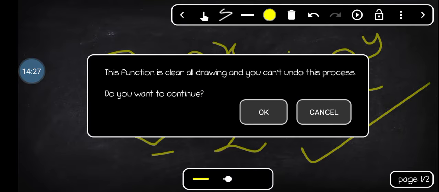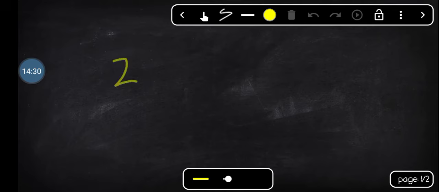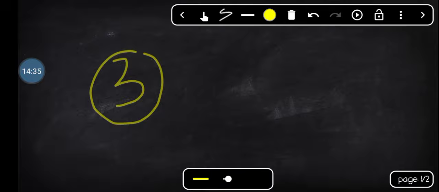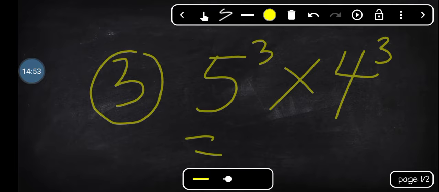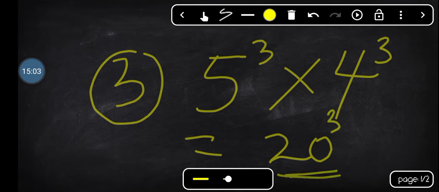So let's solve another question. This is number 3. Let's say we have 5 raised to power 3 multiplied by 4 raised to power 3. What do you think will be the answer? Your answer is 5 times 4, that is 20. Then the 3 will remain, because it will not be 3 plus 3, it will be 3. So 20 raised to power 3. This is the answer, which is very correct.